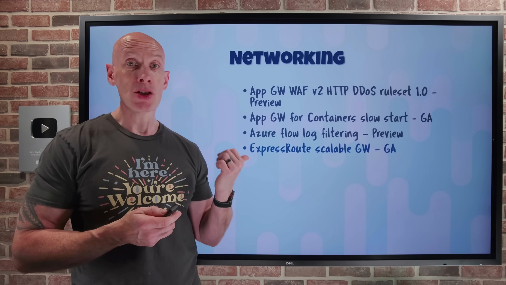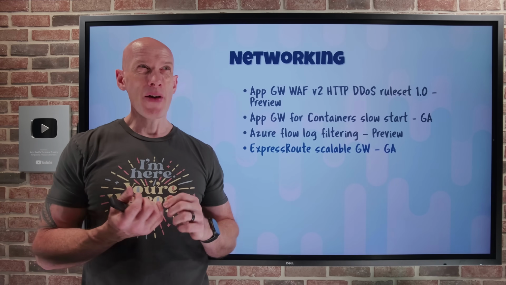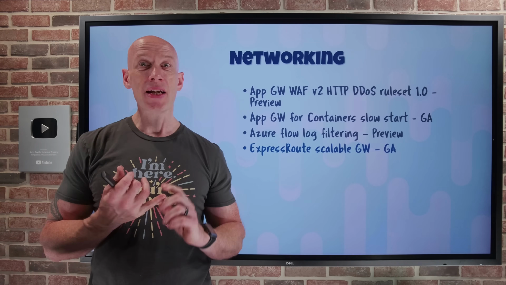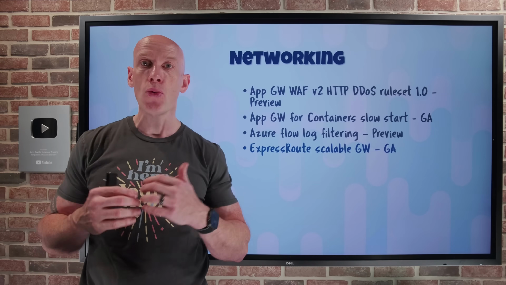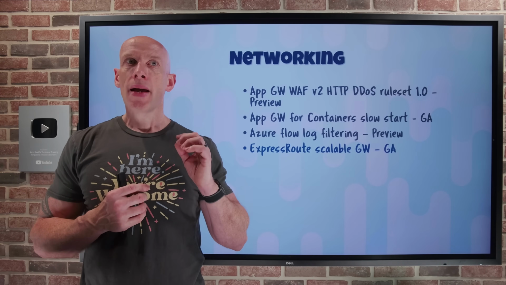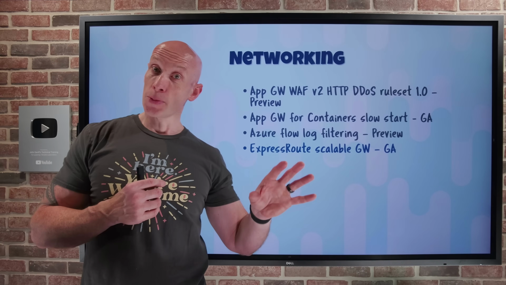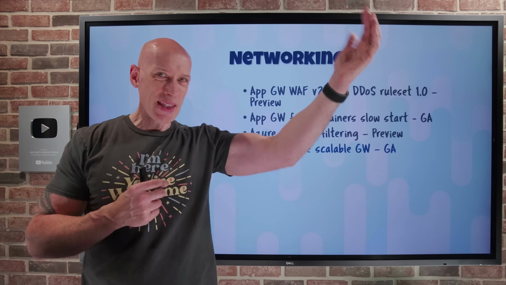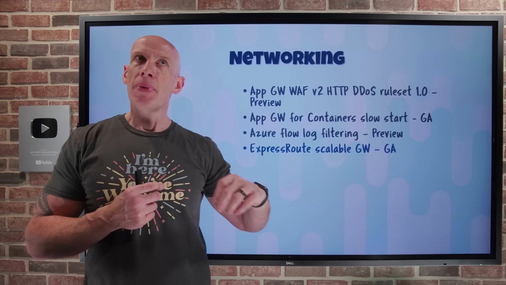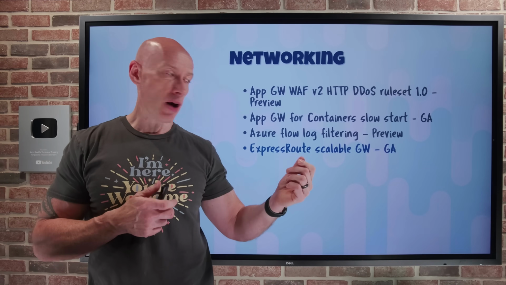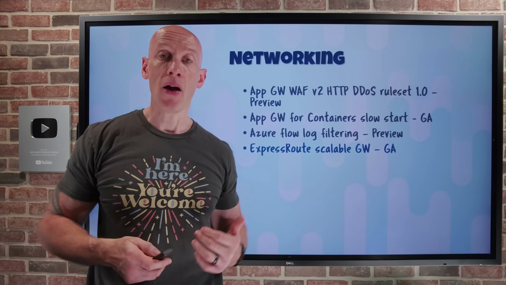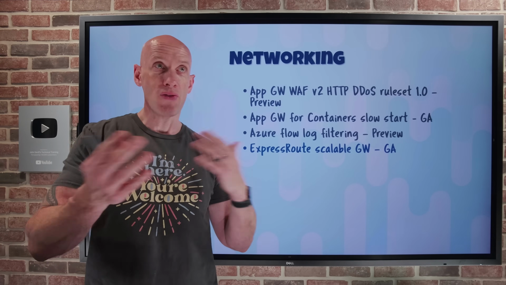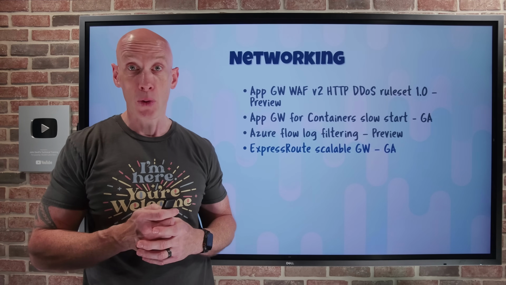ExpressRoute Scalable Gateway has gone GA. So this can achieve up to 40 gigabits per second. And it's just going to scale automatically with no downtime. Now, ideally, we use FastPath. So with FastPath, it doesn't ingress via the gateway. Nothing ever egresses via the gateway. But in those scenarios where I can't use FastPath, this would be really useful to achieve that higher scale for those various scenarios where FastPath is not supported.